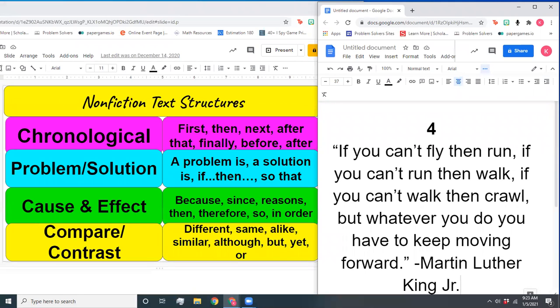Number 4. If you can't fly, then run. If you can't run, then walk. If you can't walk, then crawl. But whatever you do, you have to keep moving forward. It's Dr. Martin Luther King Jr. I should put his title in there. Dr. Martin Luther King Jr. Again, write number 4 on your paper. Tell me which text structure. Okay, we have one more after this. Pause the video if you need more time. I'm moving on to number 5.